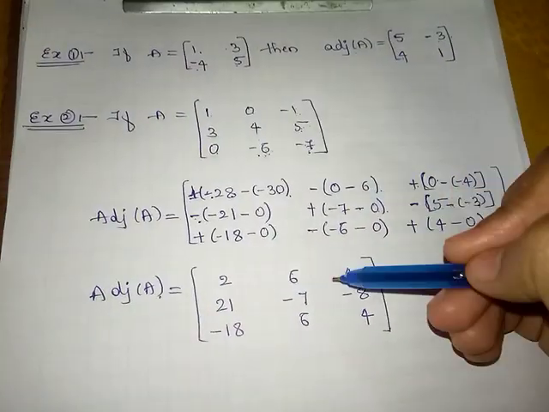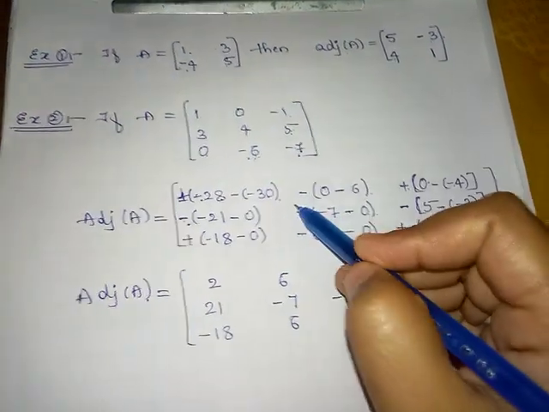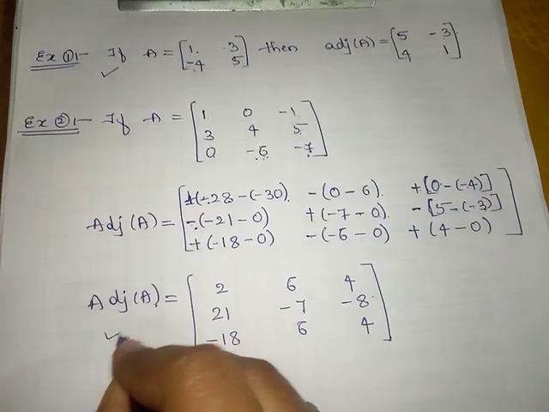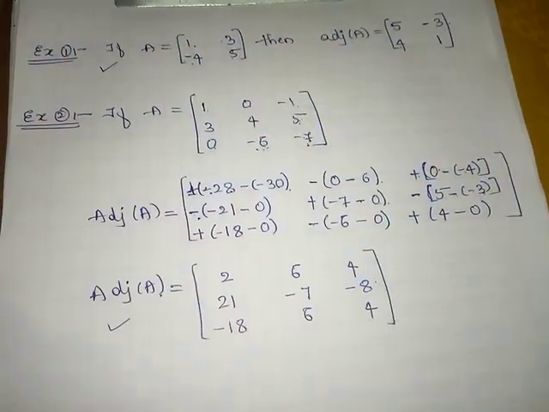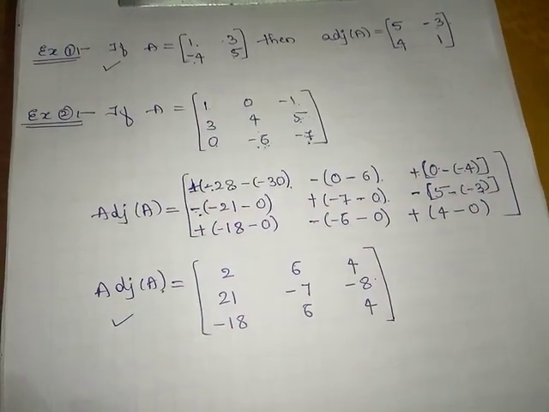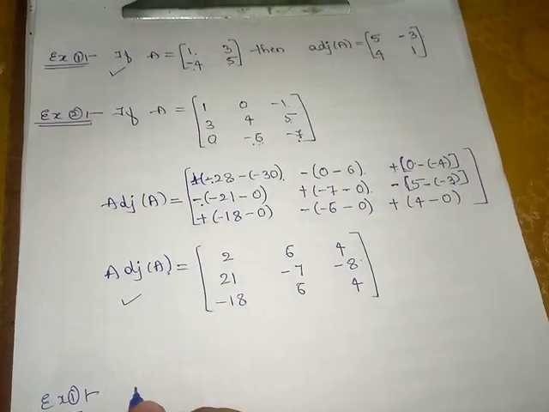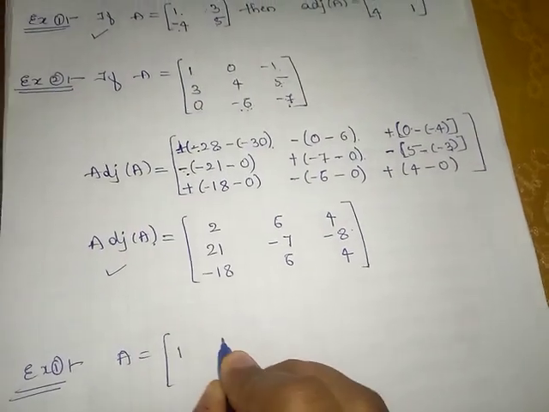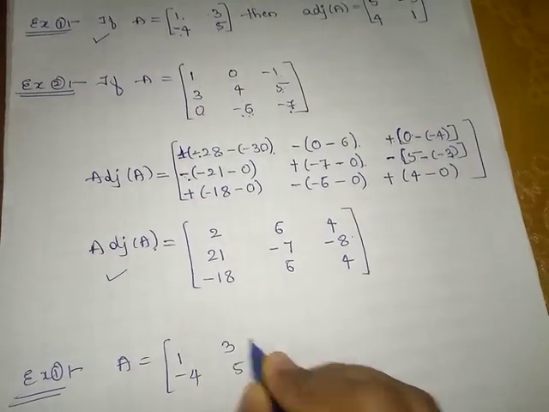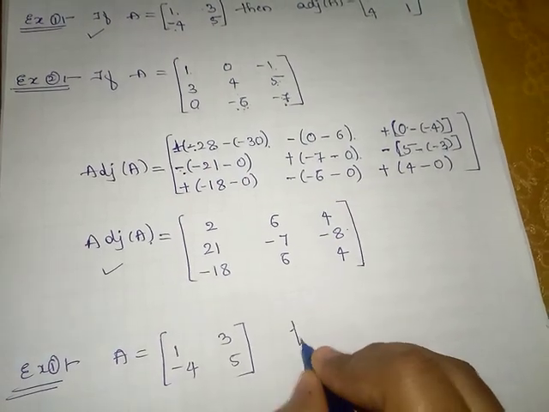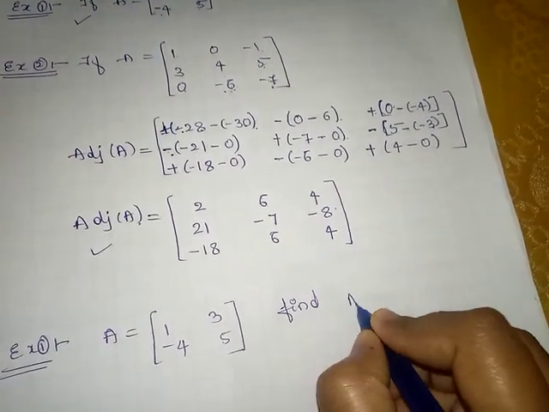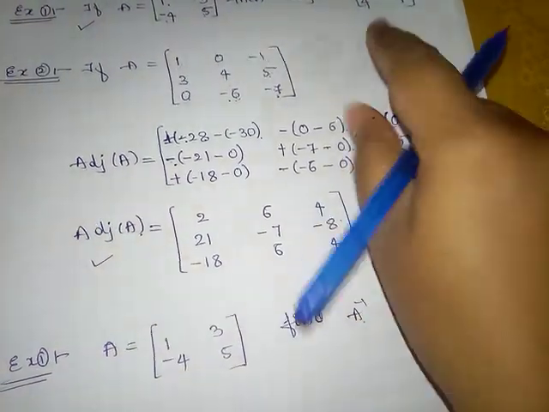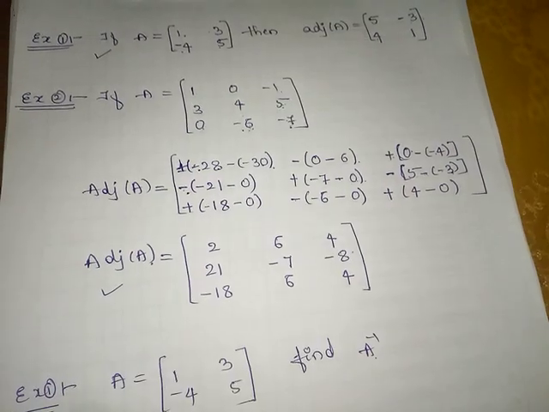Here we are taking two examples, for both second order and third order. Let us find the inverse of this one and also this one. First we are considering the first example. For the first example, here A is equal to what? 1, 3, minus 4 and 5. Find A inverse. For A inverse, we have to find the adjoint of A and determinant of A.